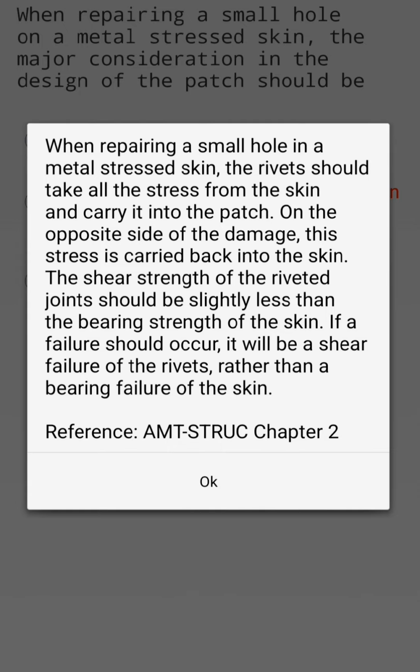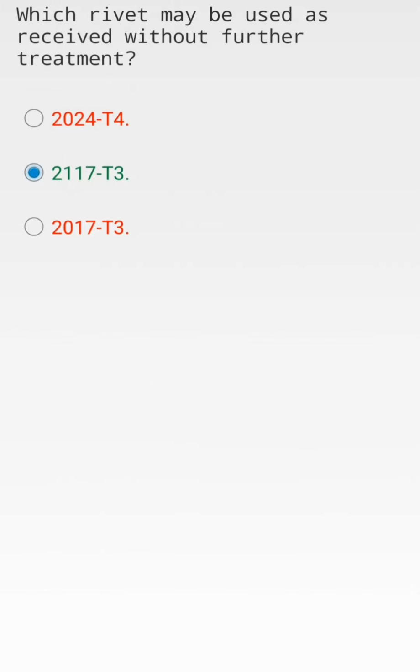The shear strength of the riveted joints should be slightly less than the bearing strength of the skin. If a failure should occur, it will be a shear failure of the rivets, rather than a bearing failure of the skin. Which rivet may be used as received without further treatment?